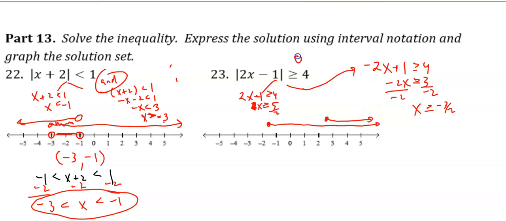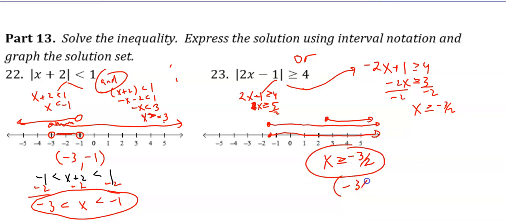This is a greater-than statement, so it's an OR statement. Either one of these can be true. So the final answer is x greater than or equal to negative 3 halves. Or you could say from negative 3 halves to infinity in interval notation. And it'd be a bracket right there, wouldn't it? Because that's a closed circle.